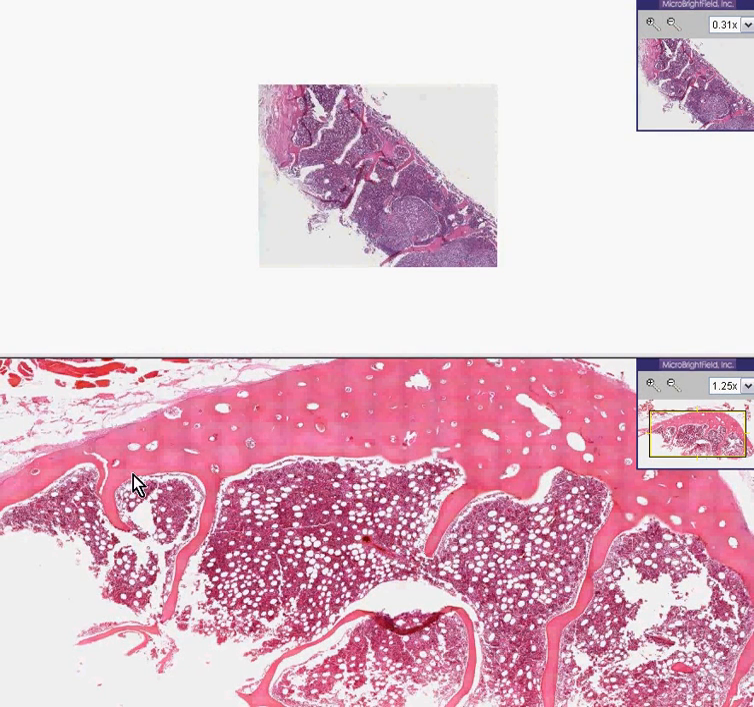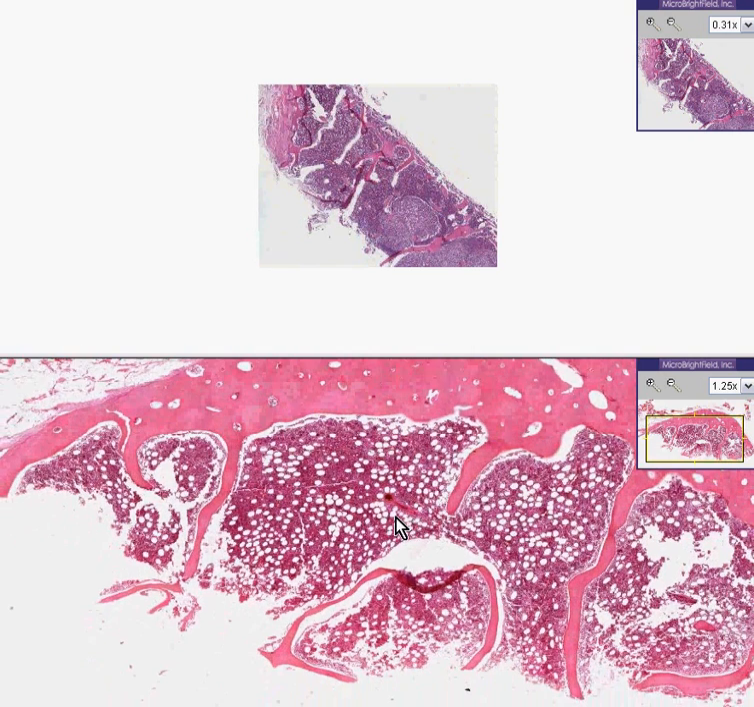Once again, on the bottom, we will show you the normal control. This is a normal rib. It is decalcified. This is a histologic section. Notice how the cortical bone is relatively thick. Then you have these spicules of bone deeper into the softer, spongy, more medullary bone.